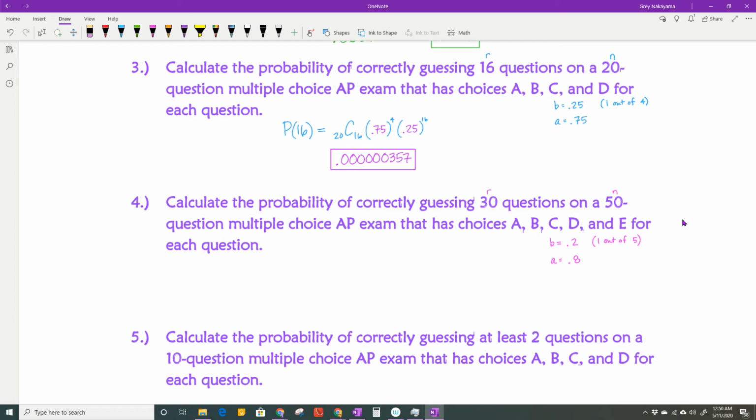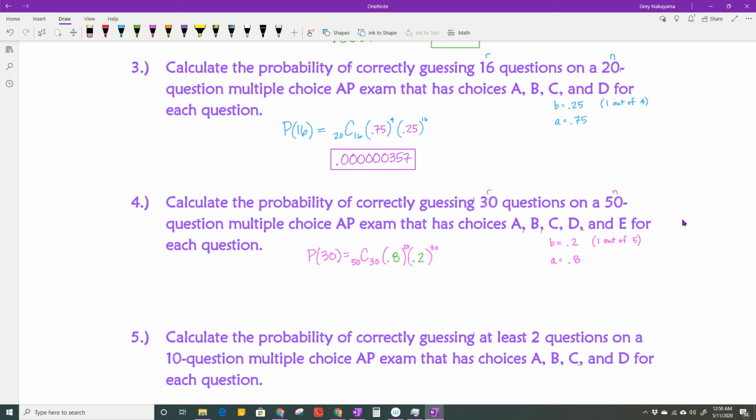So again, I'm looking for P of r, in this case 30. And to apply my combination rule, that's 50 choose 30. Second parentheses is 30, and that's my success rate of 0.2. And my failure rate is 0.8.